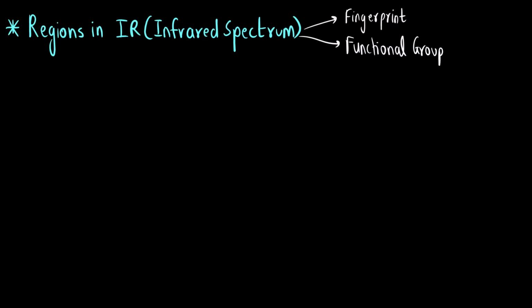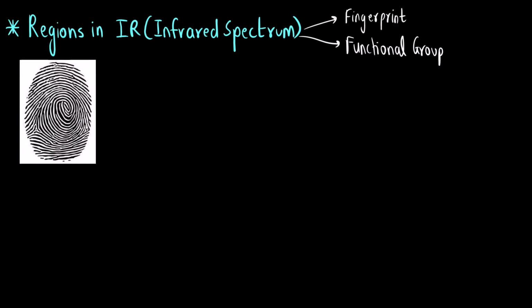So what exactly is the meaning of fingerprint region? The literal meaning of fingerprint, we know every human individual has a different fingerprint that is specific to one particular individual. I will have one particular fingerprint, and you will have another completely different fingerprint. Just like a fingerprint is an identity of a particular person, similarly the fingerprint region in an infrared spectrum will be different for all the molecules. Any two different molecules you take, the fingerprint region will be completely different.